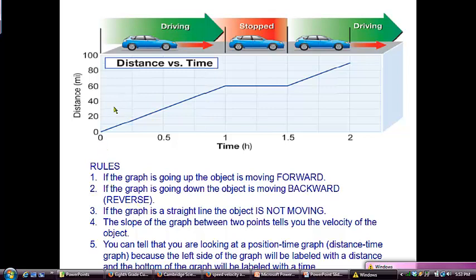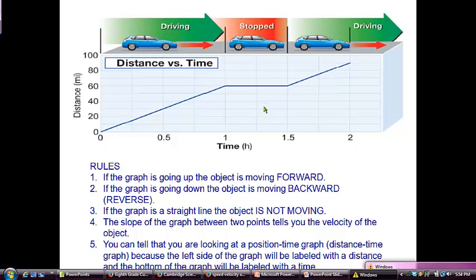Number 1, if the graph is going up, that means the object is moving forward or it's moving away from the origin. So this car right here, the graph is going up. That means this car is moving away from the origin or it's going forward. Here, the graph also is going up, so that means that the car is moving away from the origin. Okay? It does not mean the car is going up. So don't get confused. Just because the graph is going up, it doesn't mean that the object is going up. It means it's moving forward or away from the origin.